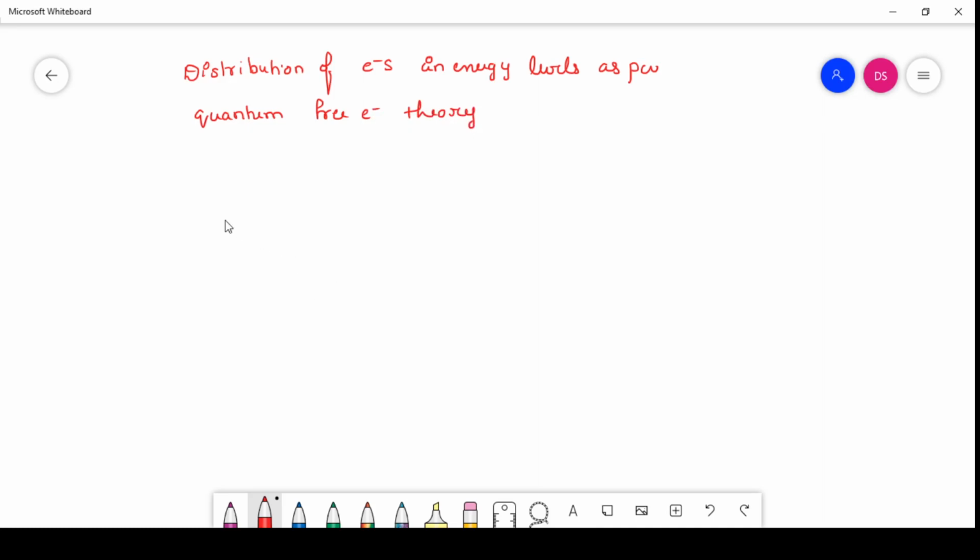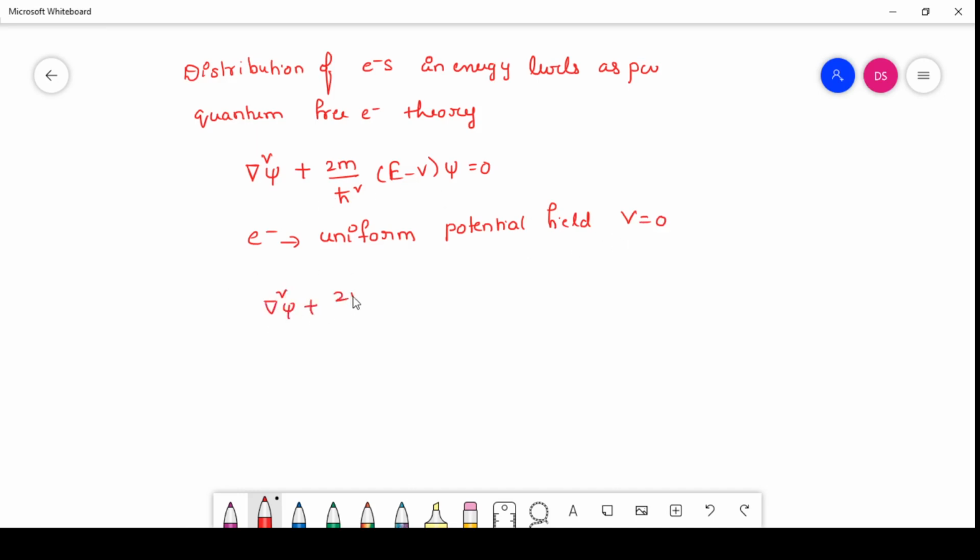Okay, so according to the Schrodinger wave equation, del square psi plus 2m by h cross square into (E minus V) into psi is equal to 0. Now according to the quantum free electron theory, the electron is moving in a uniform potential field. That means there is no potential energy acting on it, so V can be considered as 0. Now we get del square psi plus 2mE by h cross square into psi is equal to 0.